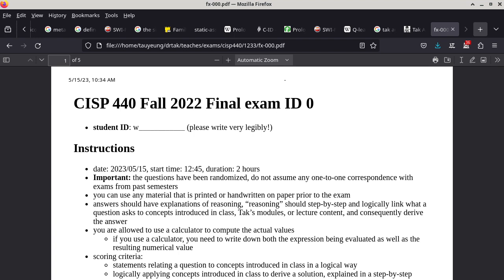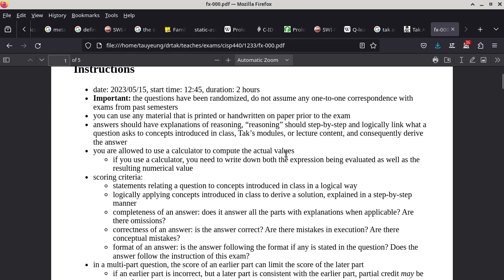So this is one of the many variations of that test. Some of these will still apply to you. If you look at the instructions, most of that will still apply. Obviously, the date and the time will be different. The duration is the same, so we still have a two-hour final exam. The questions are randomized, do not assume any one-to-one correspondence with exams from past semesters.